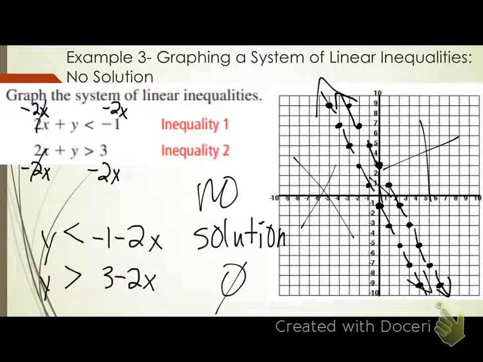Now, let's say our symbols were flipped on each inequality. This one was shading above, and this one was shading below. My overlap would be between the 2 lines. Does that make sense? So I would have a solution there. So I can have a solution if they are parallel lines. That's why we cannot automatically put no solution if they're parallel. I still have to check it out. Will we have problems like this on our homework? Yeah, you could.